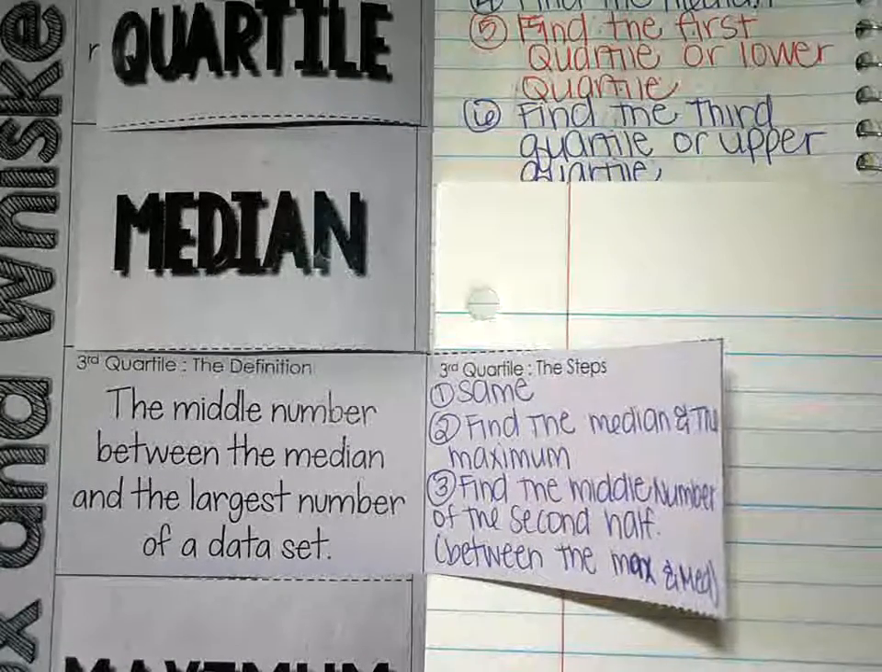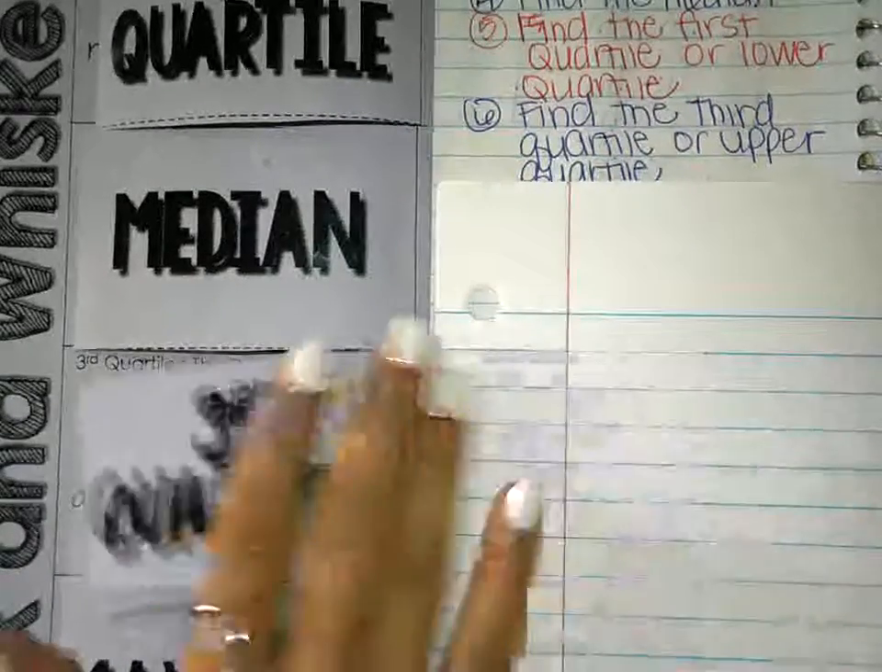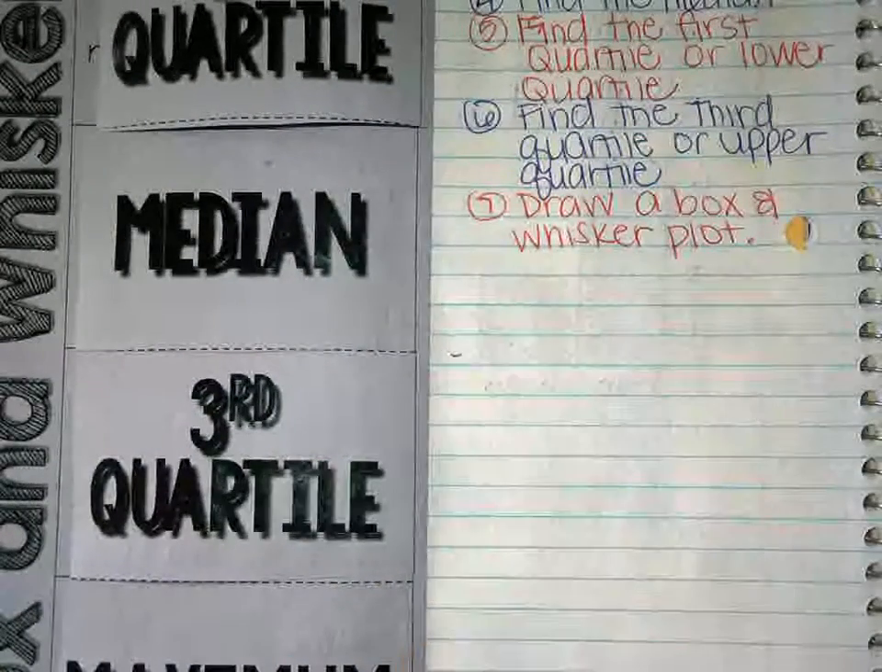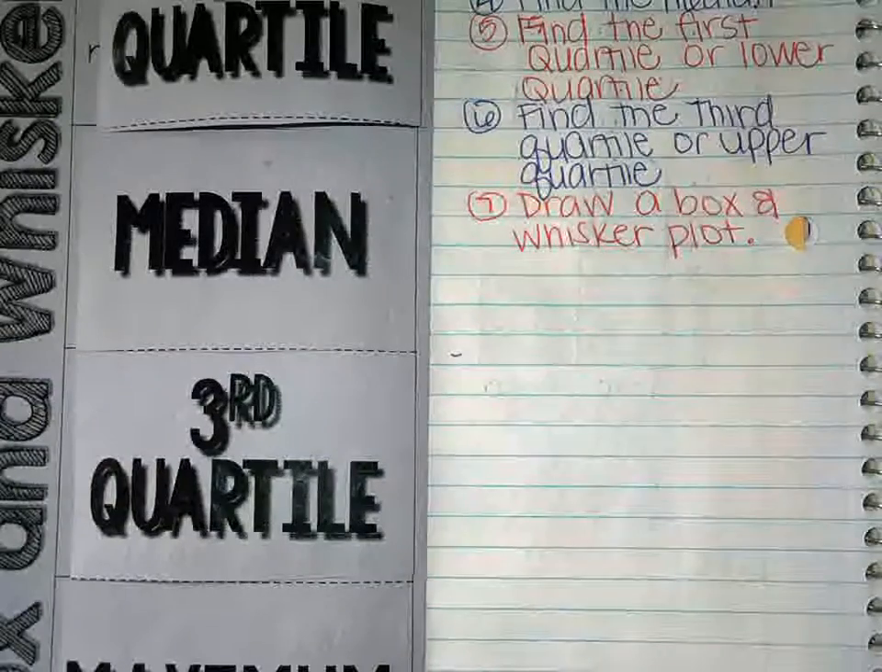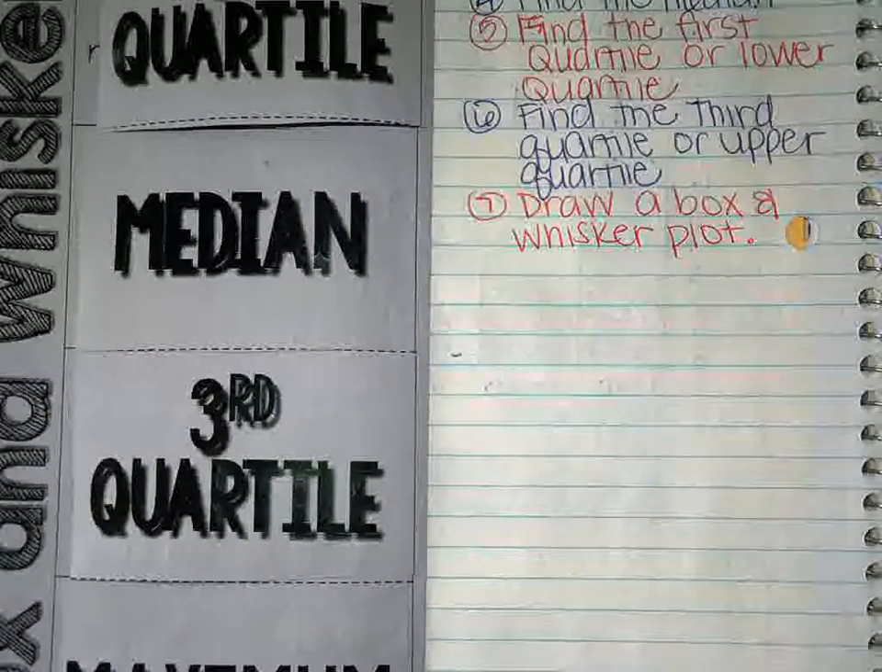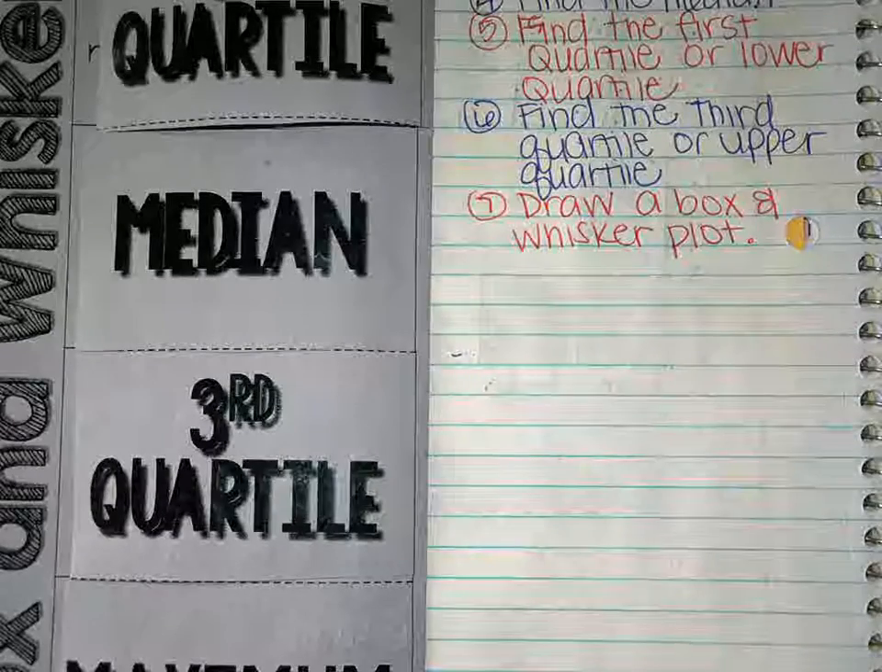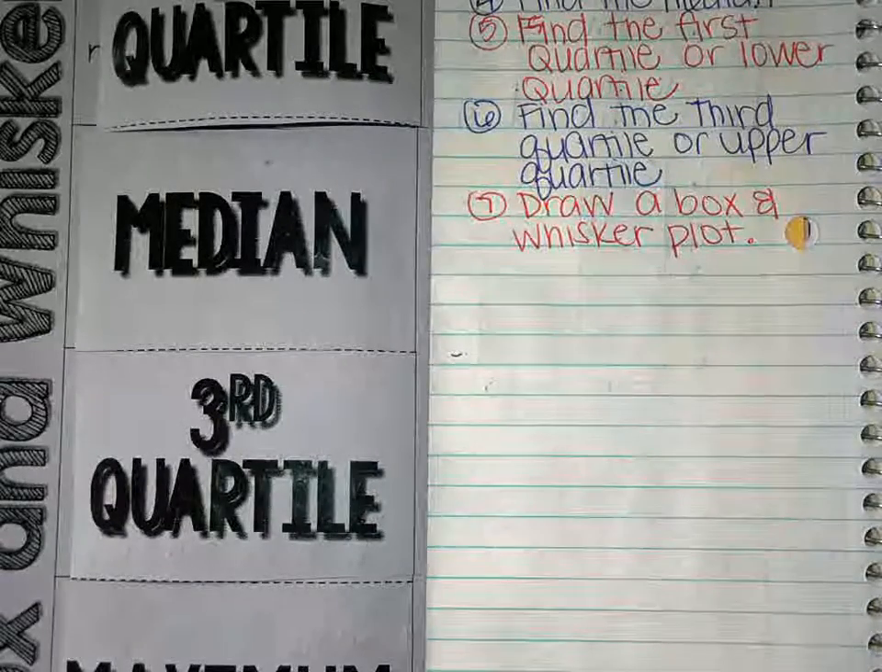So those are the 5 numbers you have to find. Once you find those 5 numbers, your last and final step is to draw a box and whisker plot, which I will show you how to do. So hopefully you have been pausing this video and writing it down as need be. The examples are really the most important part, which is what we're going to do right now.